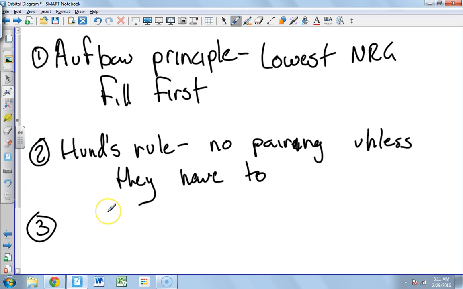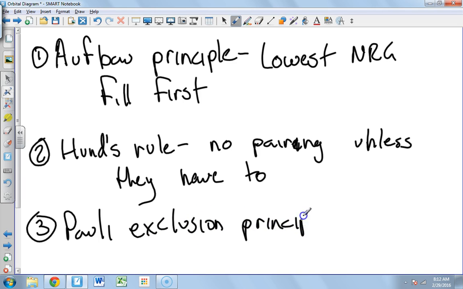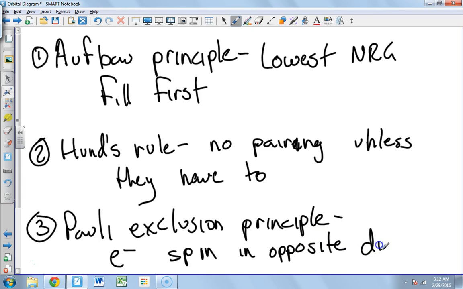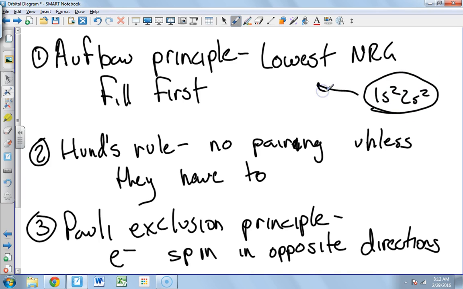And the third one is going to be the Pauli exclusion principle. And the Pauli exclusion principle states that electrons spin in opposite directions. Now, these last two things we haven't dealt with yet when we're doing electron configurations, because when we do the 1s2, 2s2, whatever, all we're doing is filling the lowest energy. We actually can't see the individual orbitals until we look at the energy level diagram.